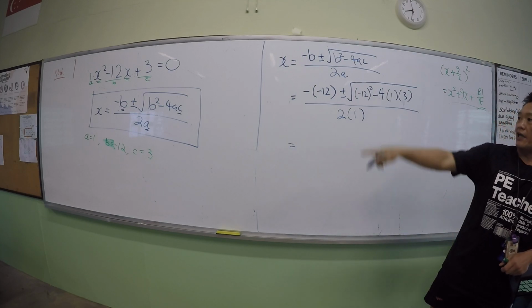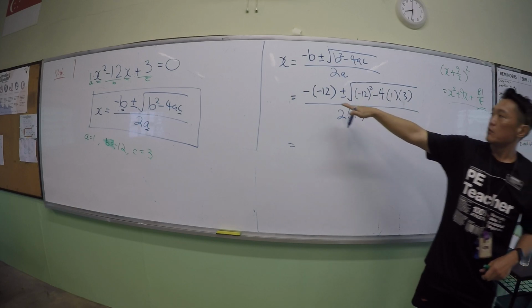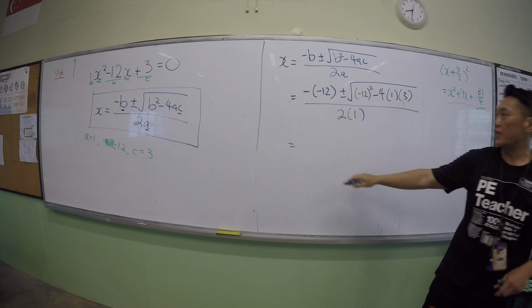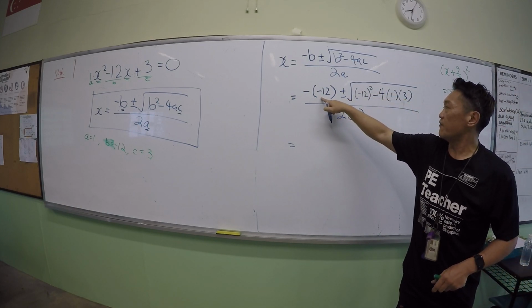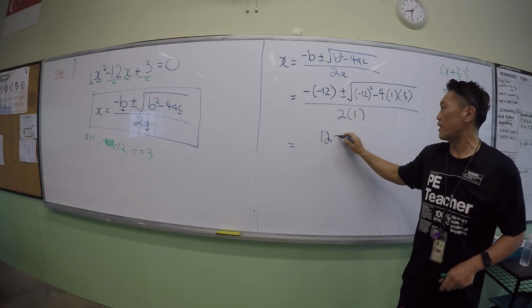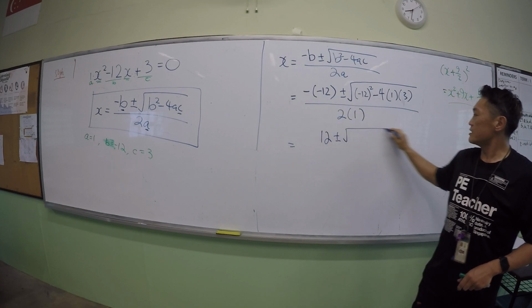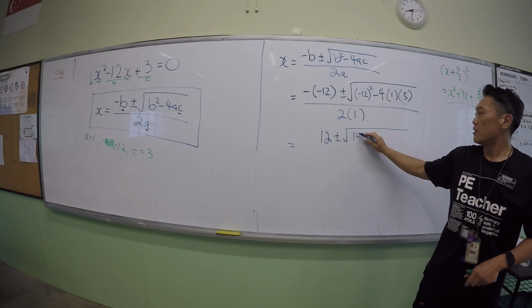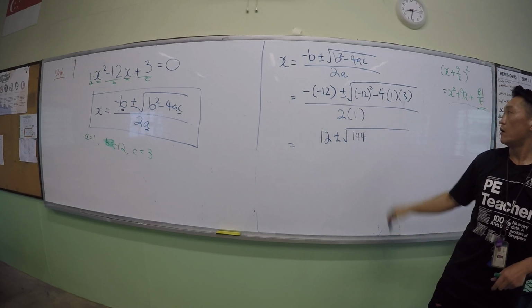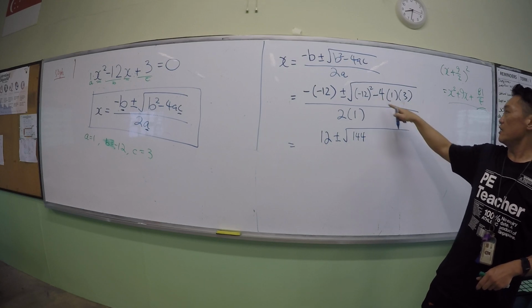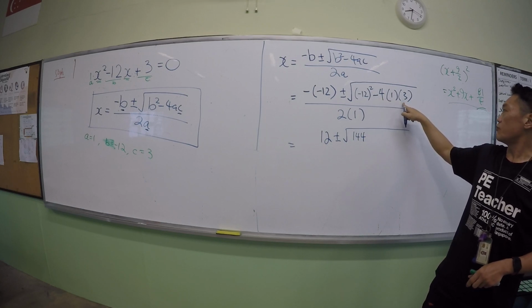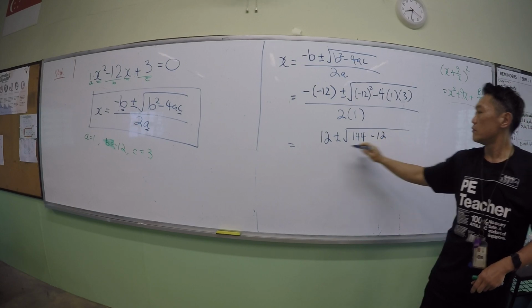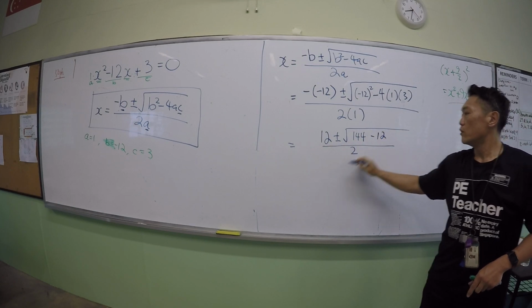Okay? So by using the formula, doing the substitution correctly, I will have negative of negative 12, positive 12. Plus minus. Negative 12 squared become positive 144. Minus 4ac, 4 times 3, 12. Over 2.